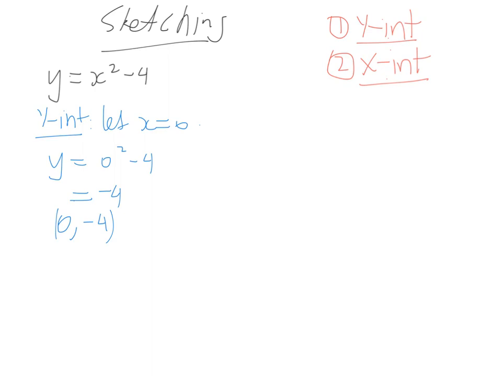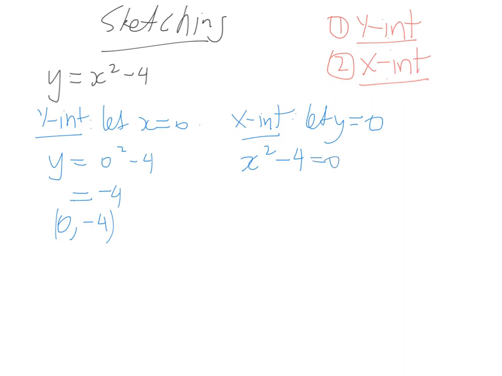The next thing I'm going to do, I'm going to say for the x-intercept, let y equal 0. Whoops, I'll do that again. y equals 0. Now, I always found that confusing, so I'd like to think of it as letting the equation equal 0. So therefore x squared minus 4 equals 0.